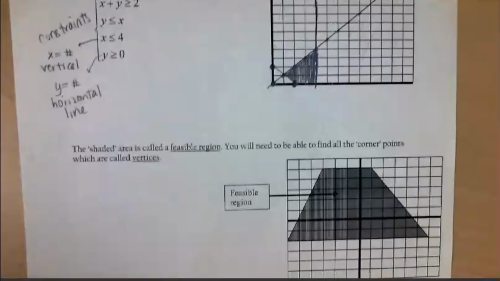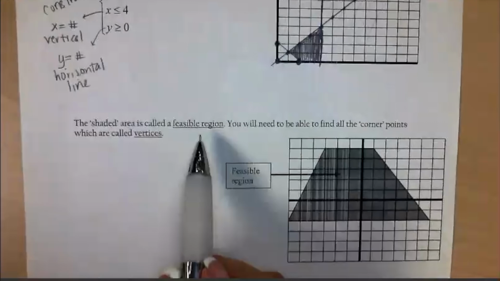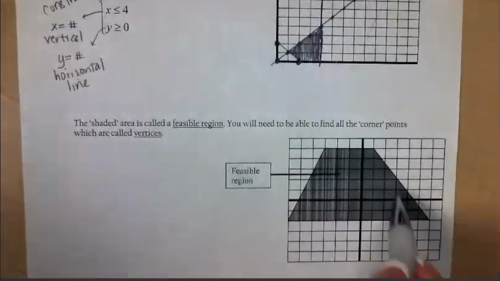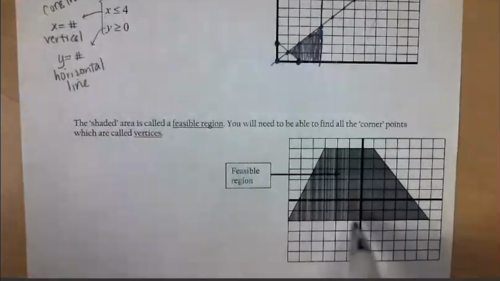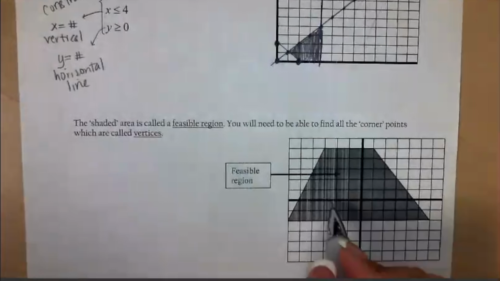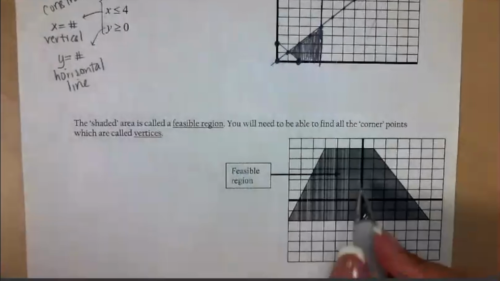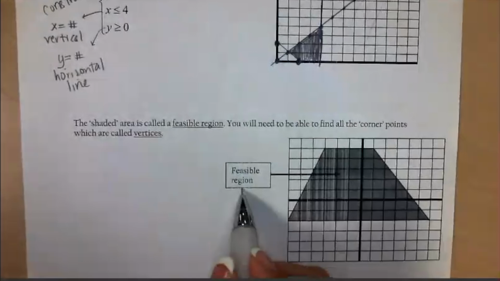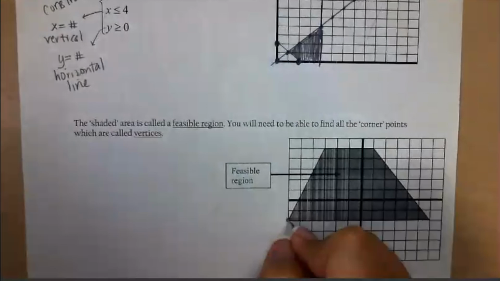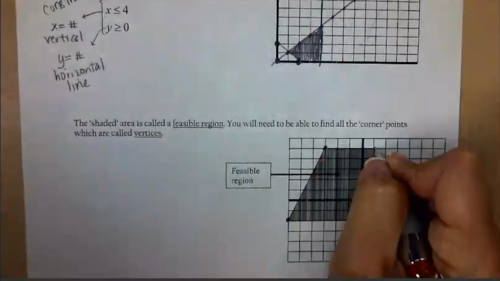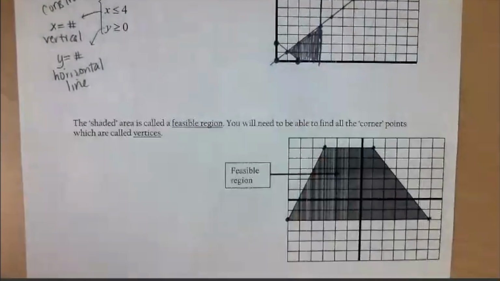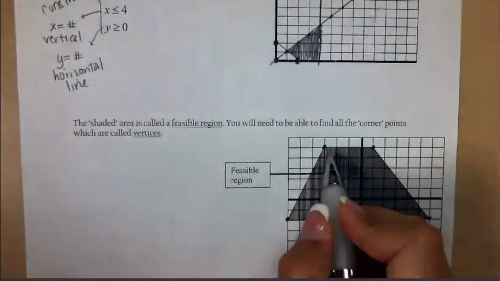That shaded area is called the feasible region. So the feasible region is the area, the quadruple or triple shaded, depending on how many constraints you have. But the one where all of your solutions are found is called the feasible region. And these points that make out that feasible region are called the vertices. So in this case, that would have 4 of those vertices that create this shaded area.